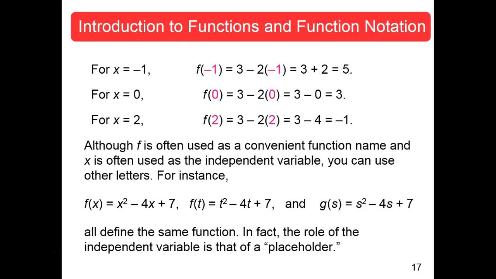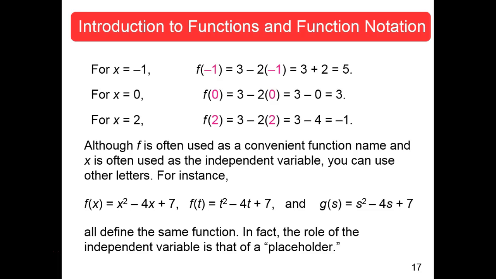Although f is often used as a convenient function name, and x is often, as everybody's favorite independent variable, they don't have to be that way. You can name your function anything you want to. It doesn't have to be f, and you can make the independent variable any variable you want to. It doesn't have to be x. Okay? You can use other letters. Now here's a function, f of x, one of our favorites. What this says is take that value of x, whatever it is, square it, subtract from it 4 times it, and add 7 to that.